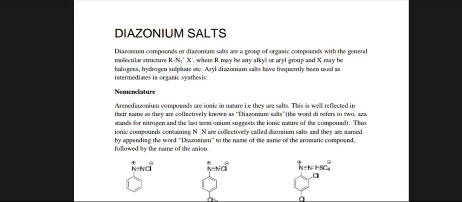Diazonium salts. Diazonium compounds or diazonium salts are a group of organic compounds with a general molecular structure RN2+X-, where R may be any alkyl or aryl group and X may be halogen, hydrogen, sulfate, etc. Aryl diazonium salts have frequently been used as intermediates in organic synthesis.